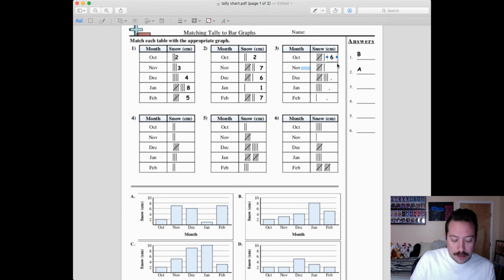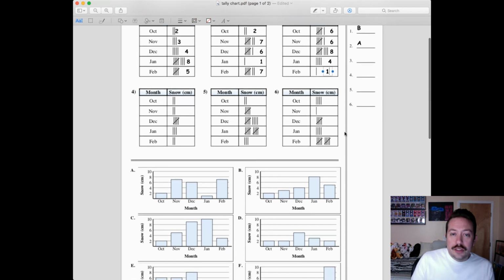Uh-oh, where'd my box go? Okay. December, I have a bundle of 5 plus 3 more, so 5 plus 3 is 8. January, I have 4. And February, I have 1.